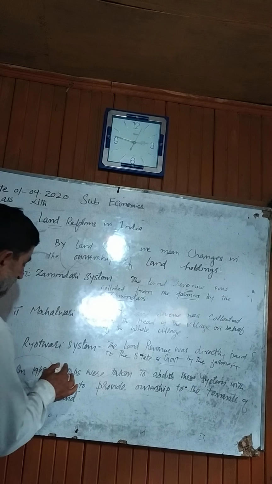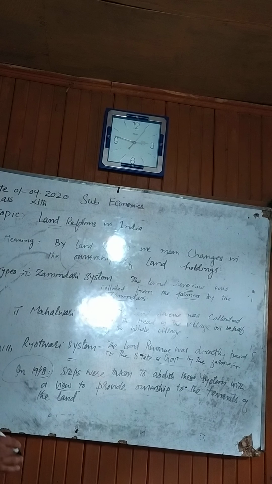The main purpose of these steps was that land should be given to the tenant rather than to the actual owner of the land. The actual owner of the land should be bypassed and the tenant of the land should be made owner of the land. So various steps were taken.